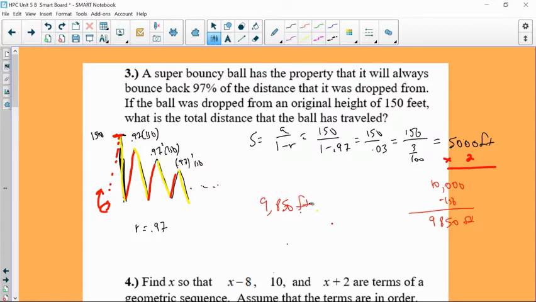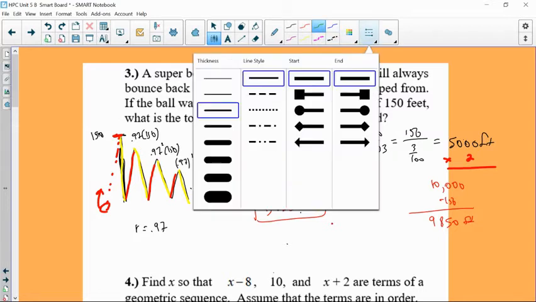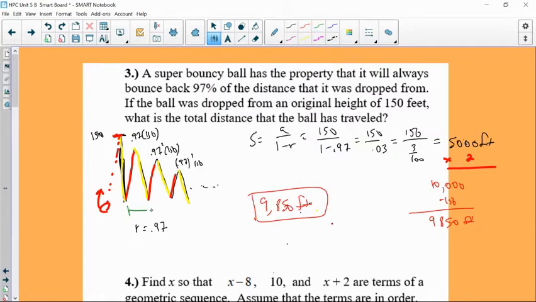9,850 feet. Okay, now, I don't know why I have dollars. I got money on my mind. That's so funny. Another way you could solve this is if you just started with the ones that get doubled, right? So you could have just started here and said your first term was whatever 97% of 150 is, doubled all those, and then just add 150 in. You'd still get the same value.